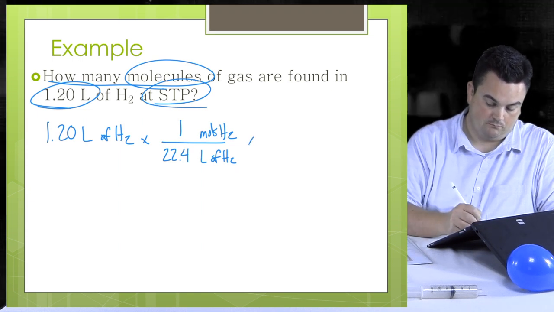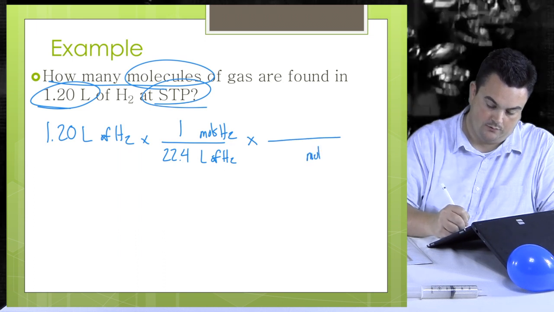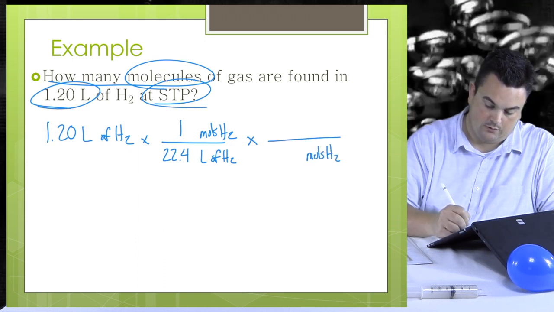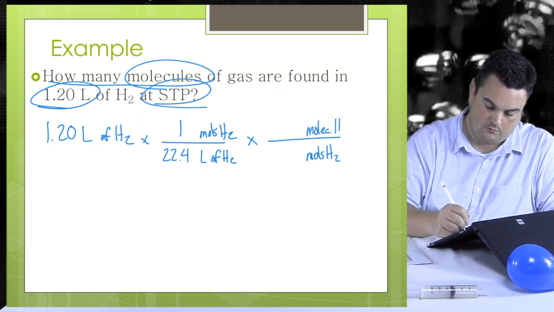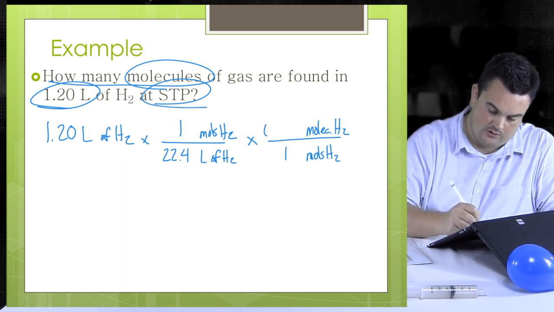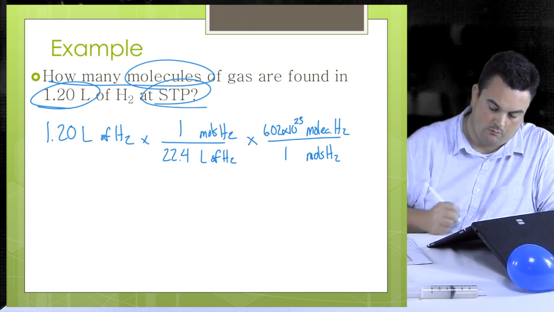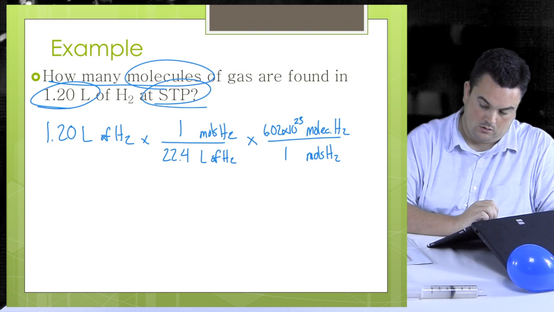We're going to convert moles to molecules. All right, so moles of H2 down there, and molecules. Good, let's fill in our numbers here. 1 mole is Avogadro's number of 6.02 times 10 to the 23rd molecules. Very good. We're going to do some multiplication and division here.